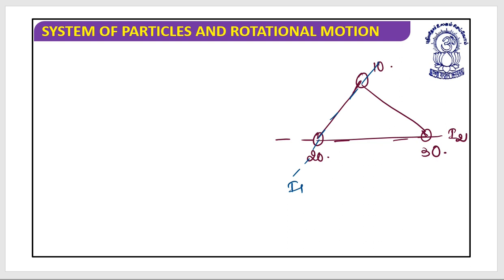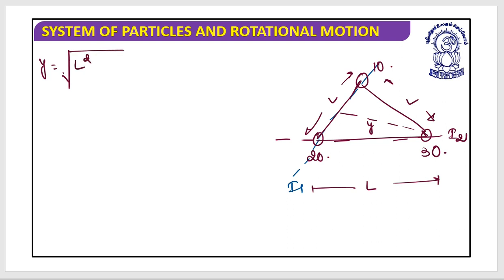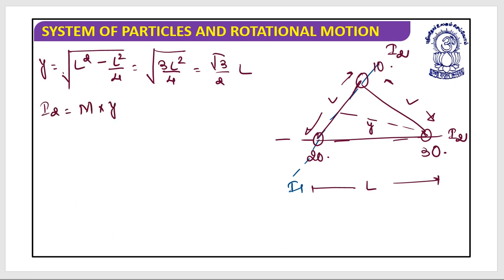Now they said it is an equilateral triangle, so let's understand that each side is L. Let's calculate this distance and call it y. So y is equal to the root of L square minus L square by 4, that is root 3 L square by 4, which can be written as root 3 by 2 L. This is y. Let's call this I2. This I2 could be written as m into y square. So for the 30 gram mass, it's 30 multiplied by y square, which is 3 by 4 L square.